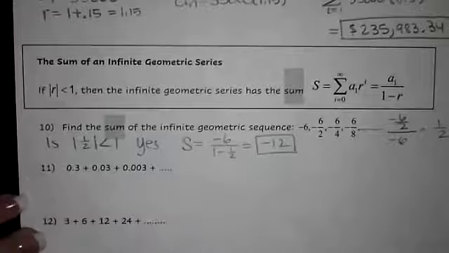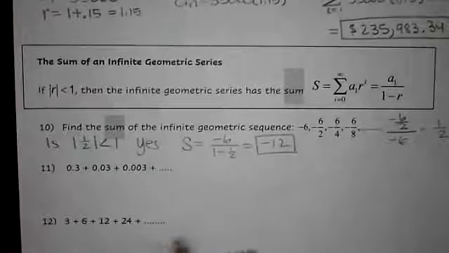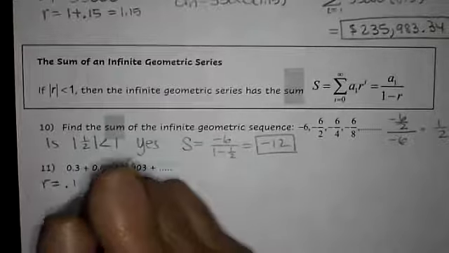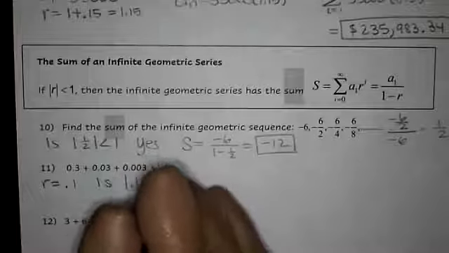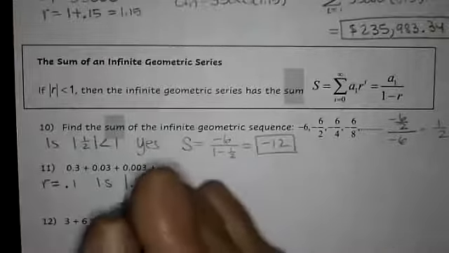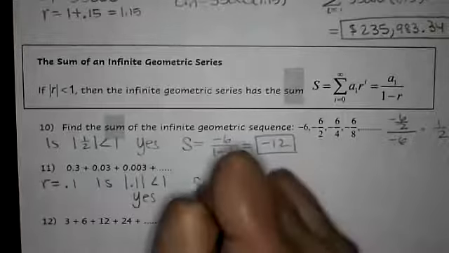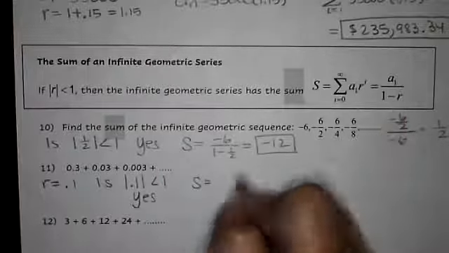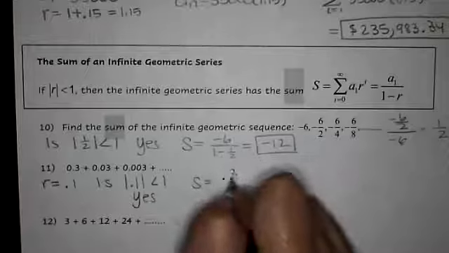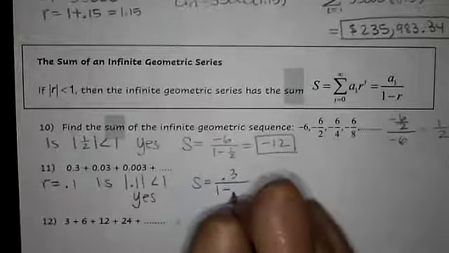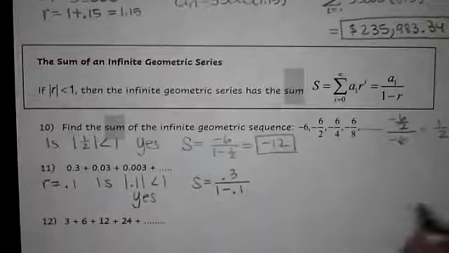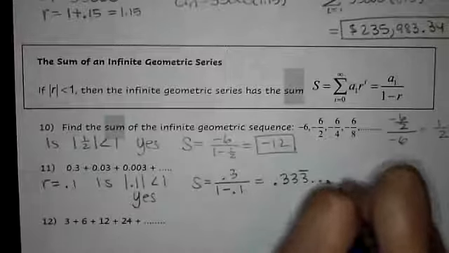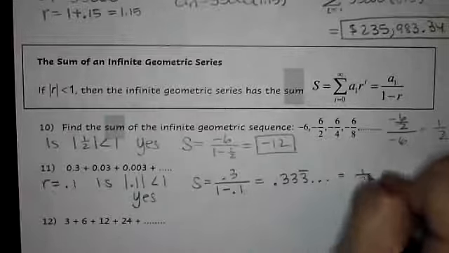All right, for our second one here, we divide 0.03 by 0.3, and we find that our ratio is 0.1. We ask ourselves, is 0.1 less than 1? The answer to that is yes. So we can use the formula. The formula will be given on the test. So our initial amount is 0.3, so that's going to go in the numerator, and then 1 minus the 0.1. That gives us 0.333 repeating. So for our answer, we would want to answer 1/3.